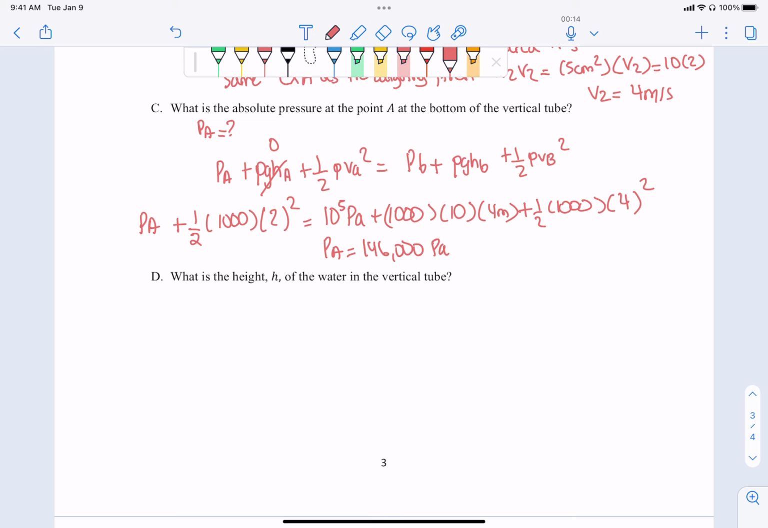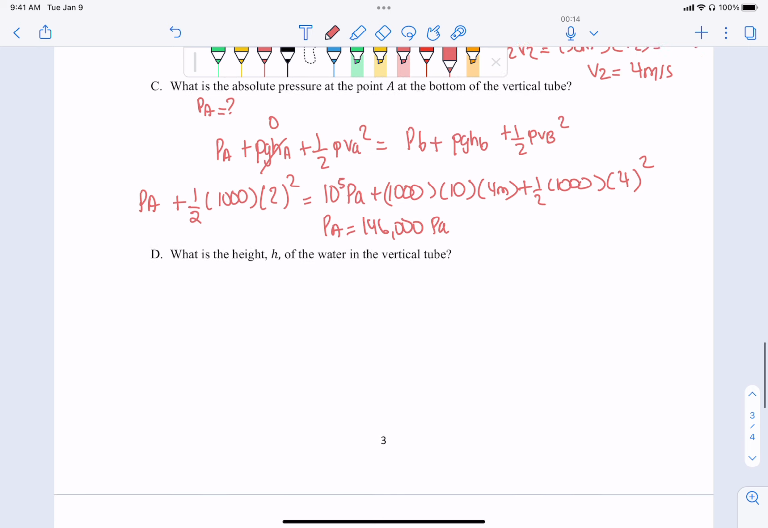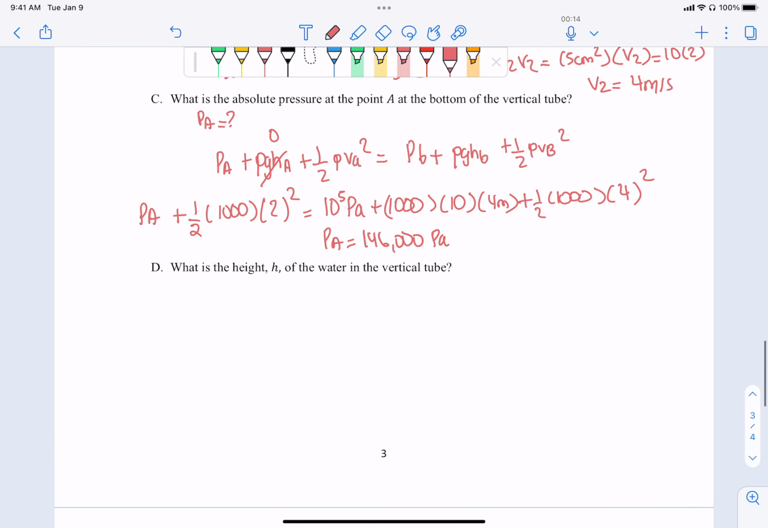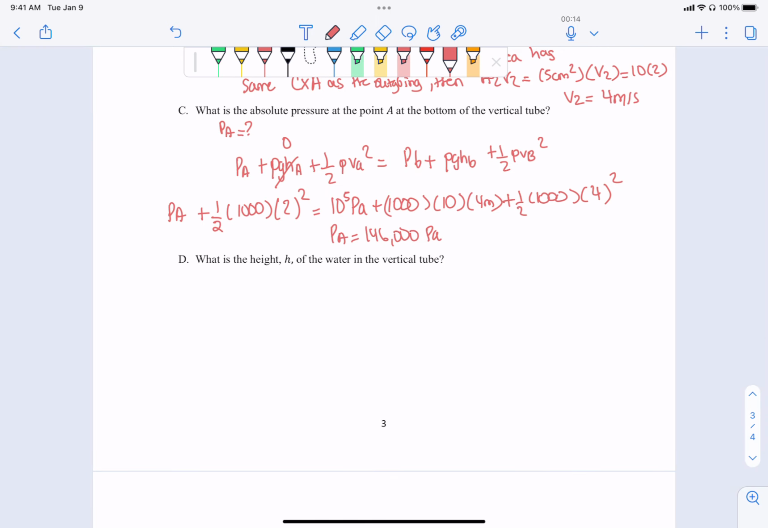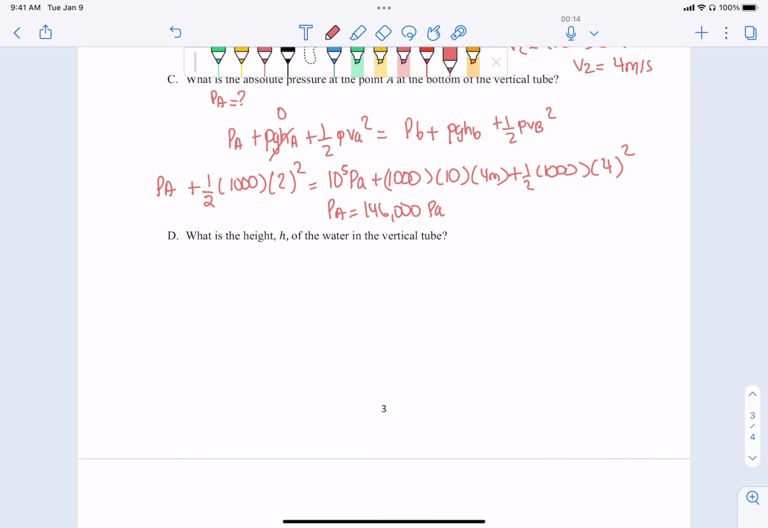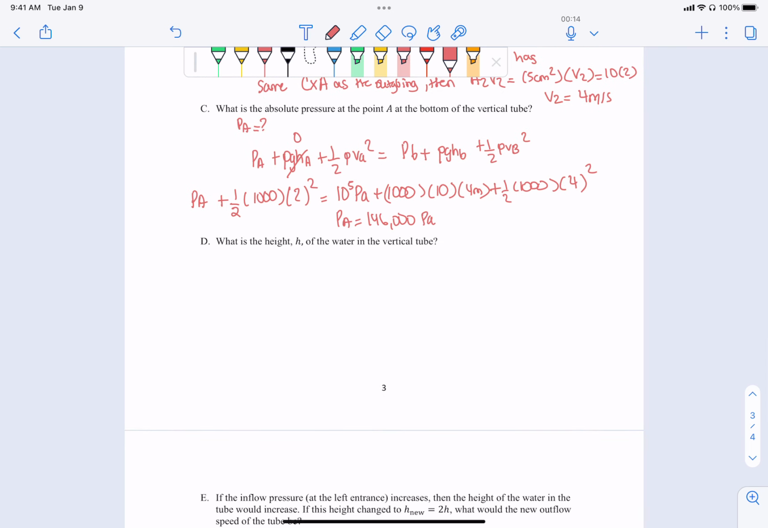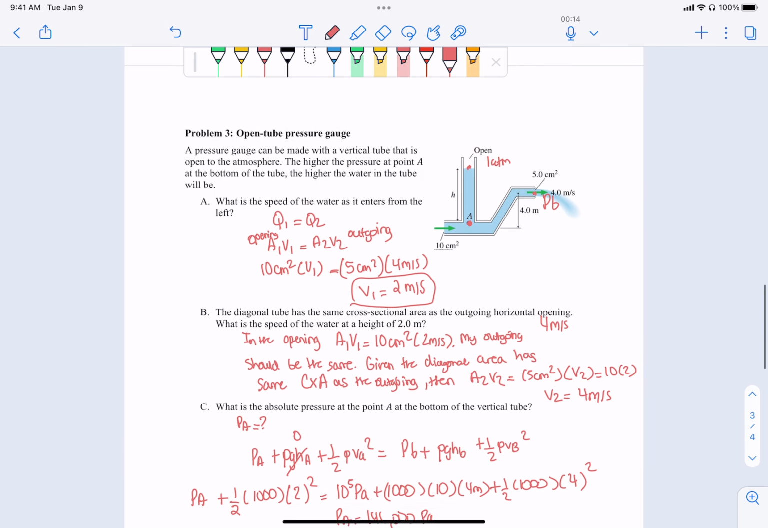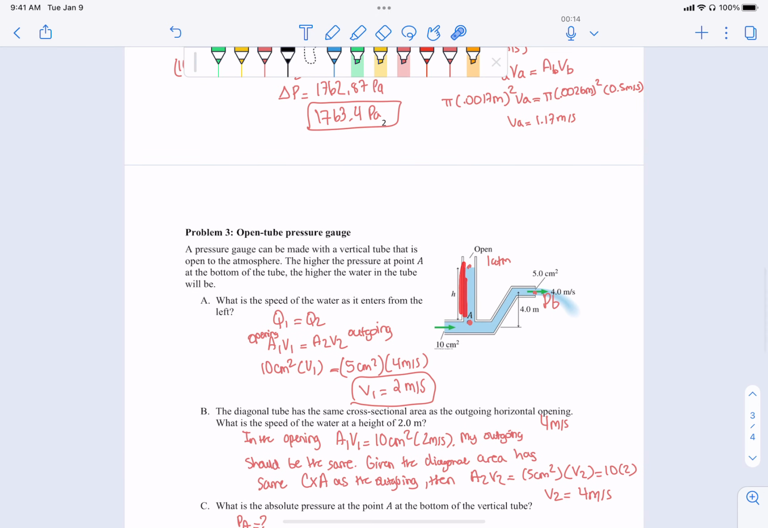Okay. Now everyone looks to be on the same page, so we're good. So with that, I'll probably move on to part D. Forget about the small toaster. So, part D says, what is the height of the water in the vertical tube? So now we're just looking for the height, right? Which would just be this height here that we're looking for, right?